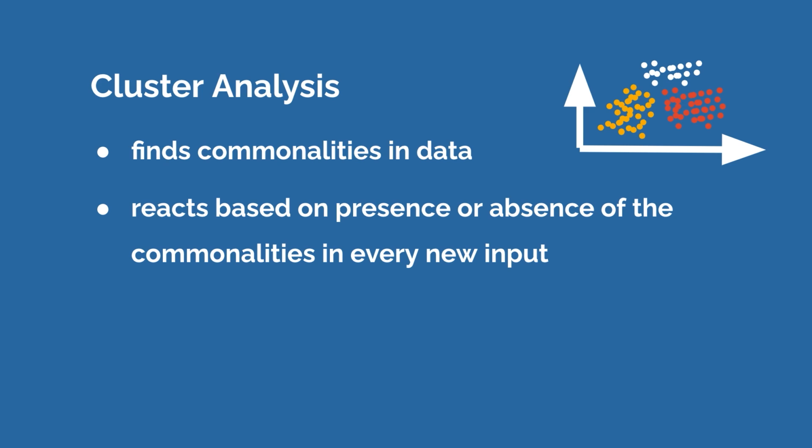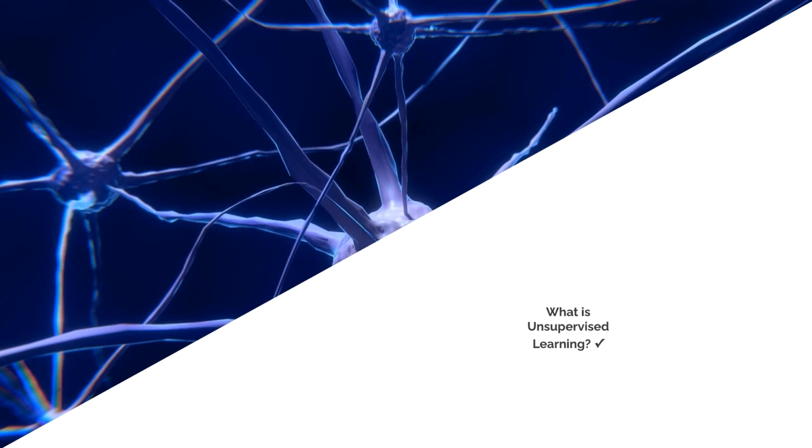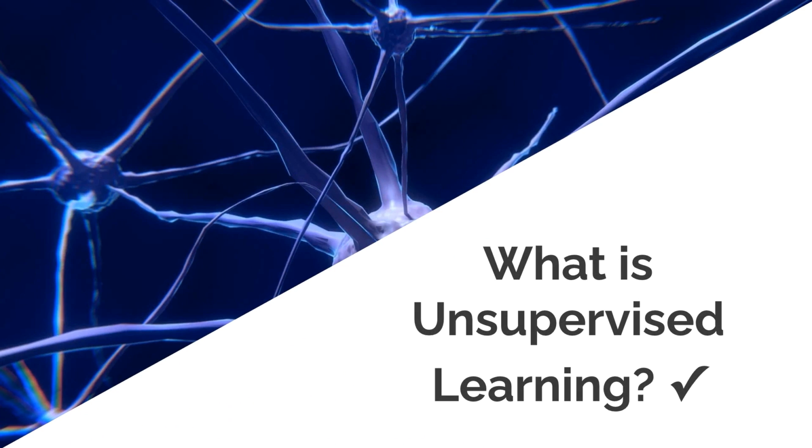Now, of course, because we're using unlabeled training with unsupervised learning, the model itself won't know this is a cat, this is a dog. It'll just know that there are 2 separate groups, because it has found patterns in features that can separate images into 2 different groups. Cluster analysis helps us detect data points that don't fit into any group as well. And that is unsupervised learning.